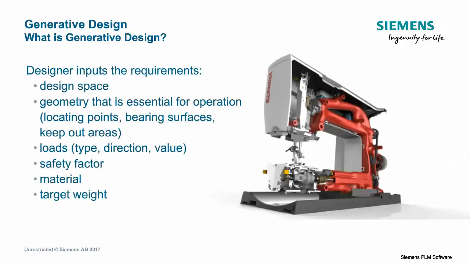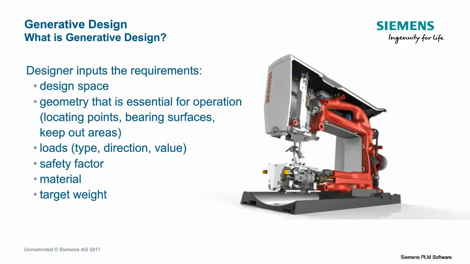So what are the steps here? Well, the first one is to input the requirements, as we've mentioned. And the first of those steps is to basically define the design space. So how big is this component going to be? What are some of the basic parameters about the component? But then you need to go a step further and specify the geometry that is essential for the operation of this component that you're trying to design. So this could include things like locating points, bearing surfaces, and keep out areas as well.